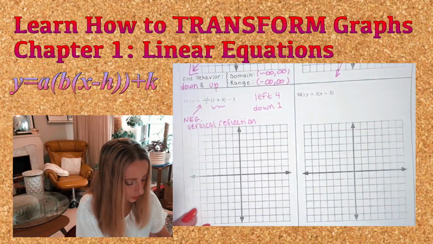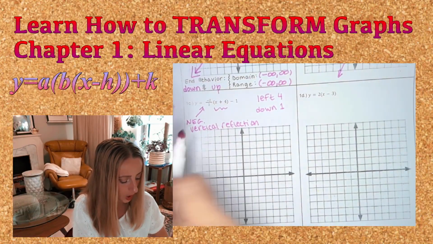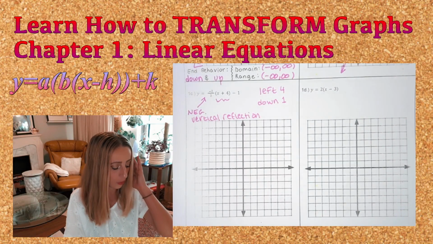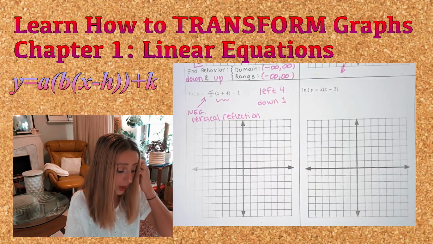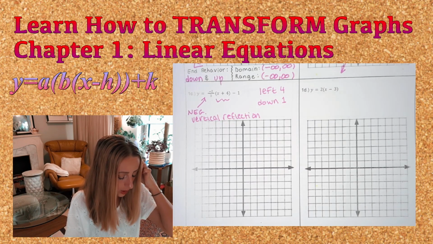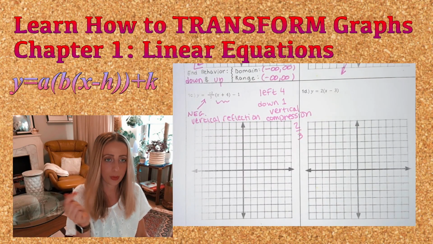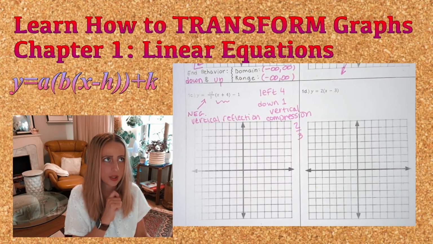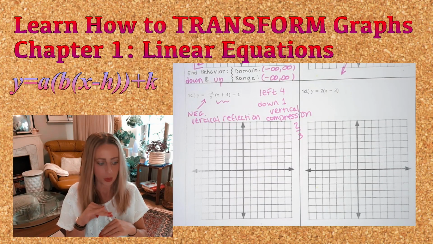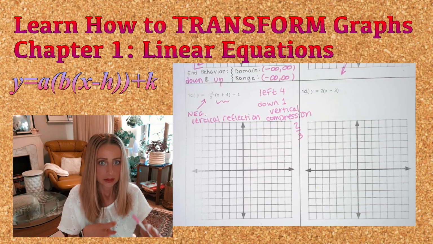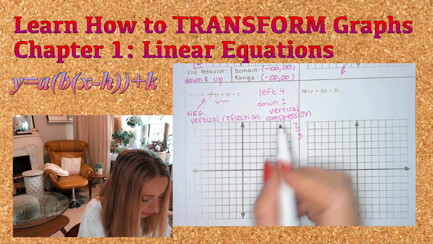Back over here. So it's a vertical reflection. What else do we have going on? We have a 2/3 for my A value. If you remember, when the absolute value of A is between 0 and 1, this is going to give us a vertical compression by a factor of 2/3. Now, I'm going to go into a lot of what some of you might think is unnecessary detail.